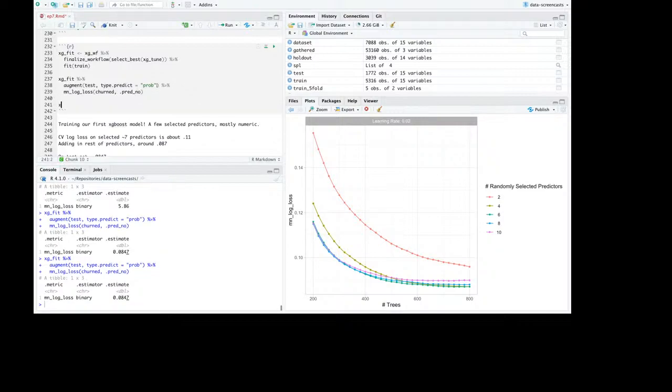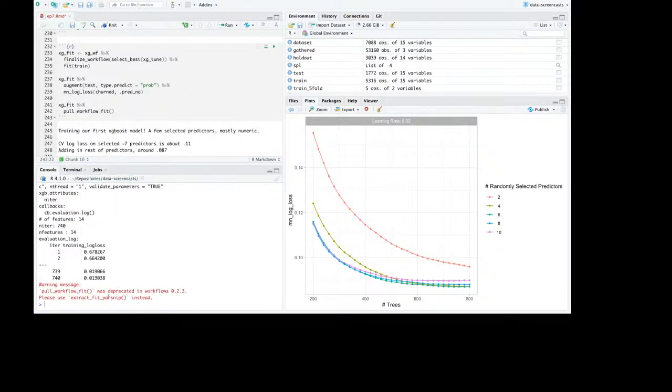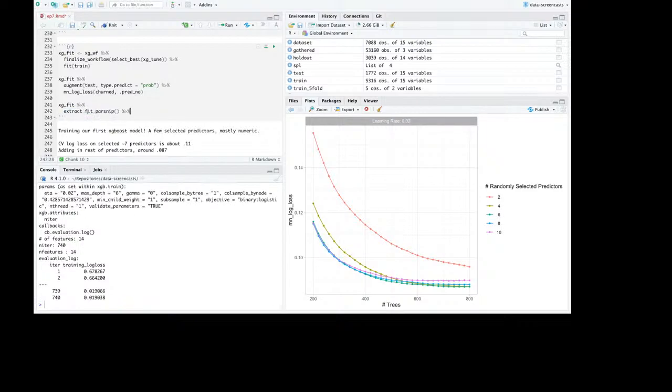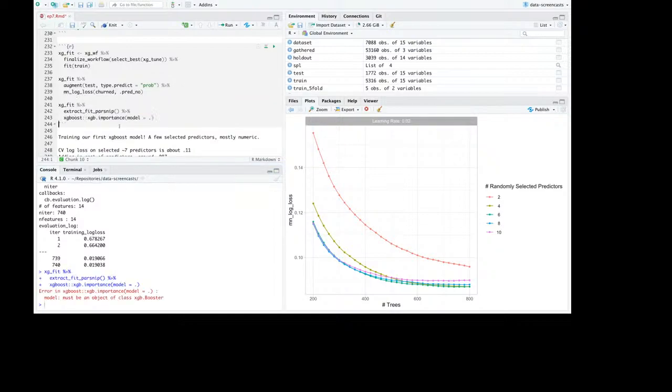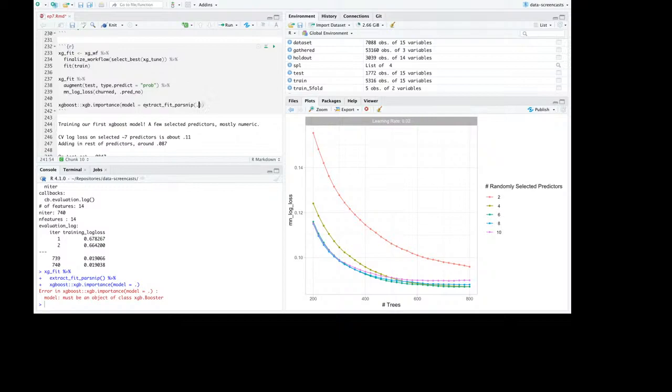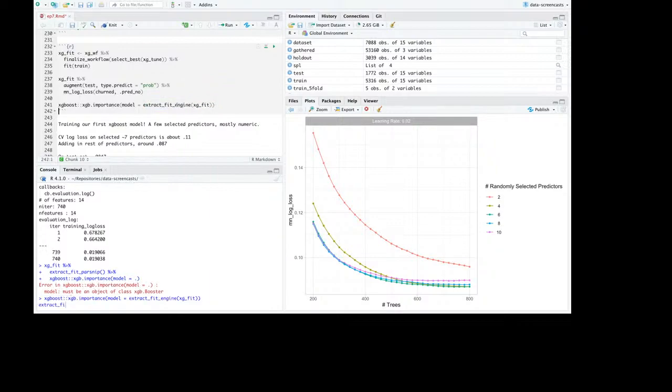Cool. So let's look at the importance for a sec. I learned recently a trick thanks to someone. Sorry, I forgot their name. Extract fit parsnip. That's cool. And then XGBoost, XGB importance. See, this is the trouble, the fit doesn't get it all. I'm still sort of learning my way around this. I want the actual fit. Oh, the engine specific fit. Okay, I think that's right. There we go.